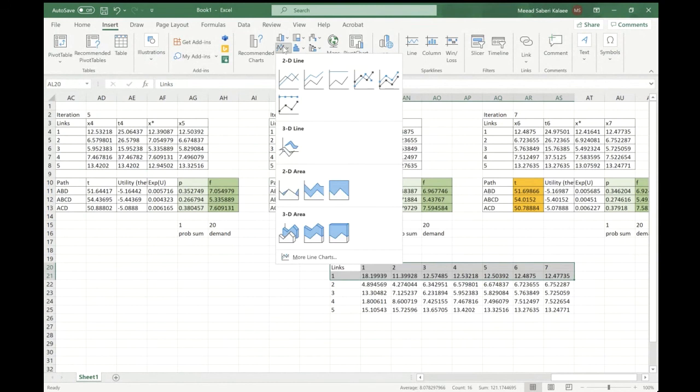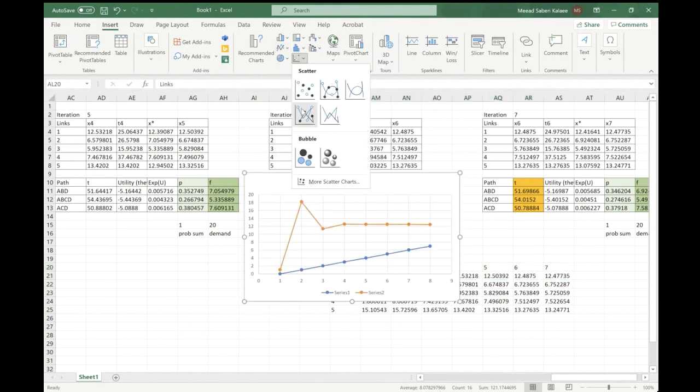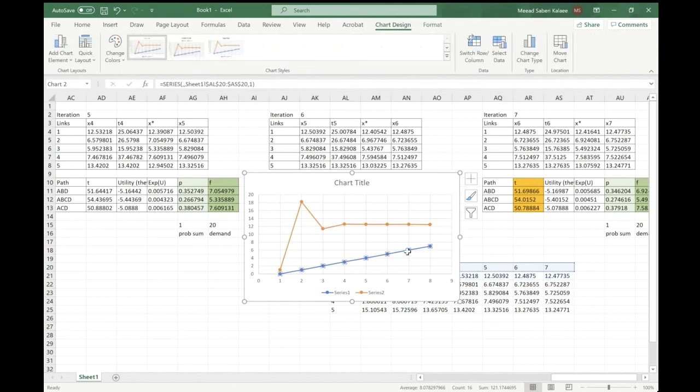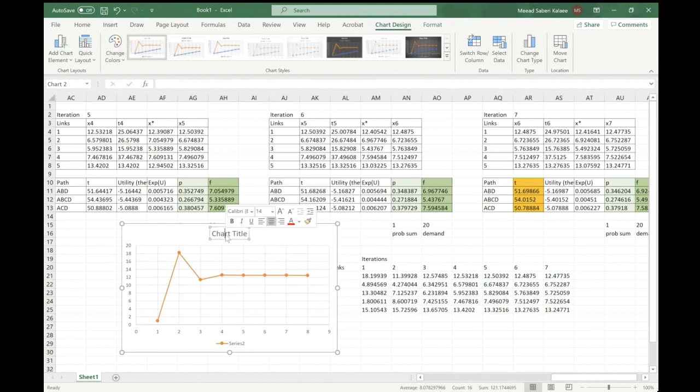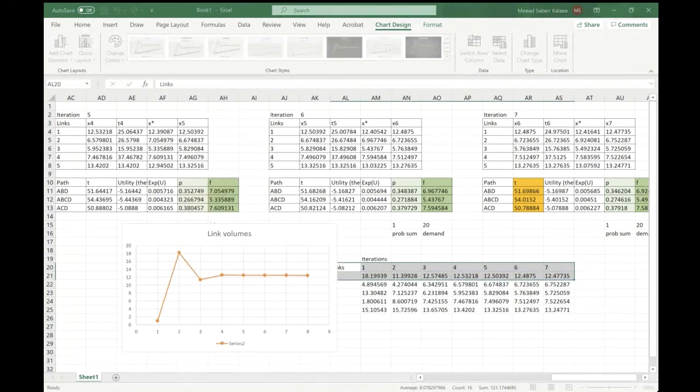What is this? No, let's do this one. Okay. Just give me a second. I'm going to fix this. Yeah, the other one is correct. So this is my link volumes. And you can see that from iteration 1 to iteration 2, let me call this link 1.